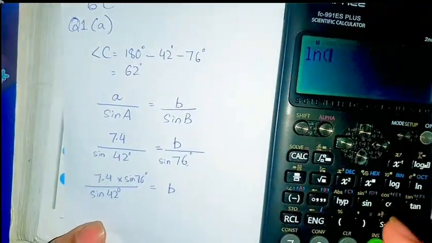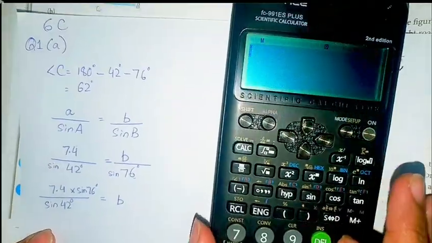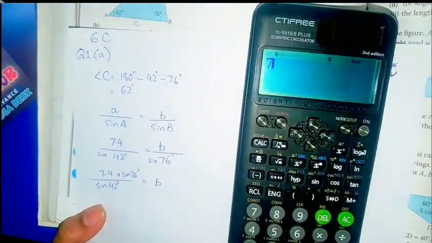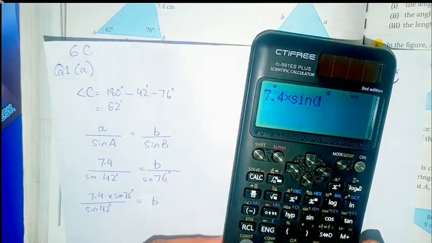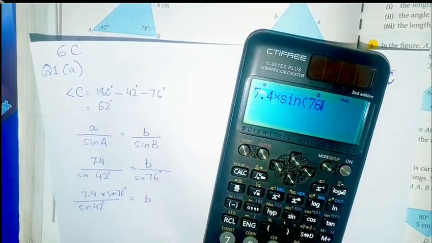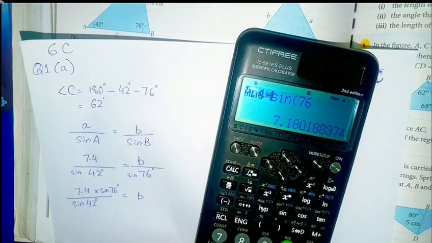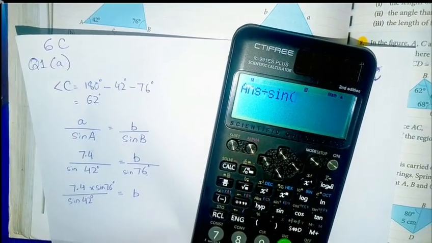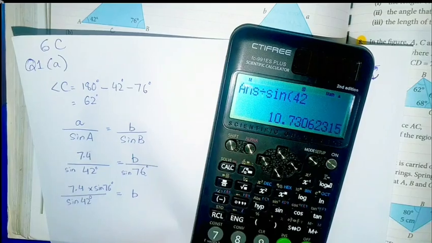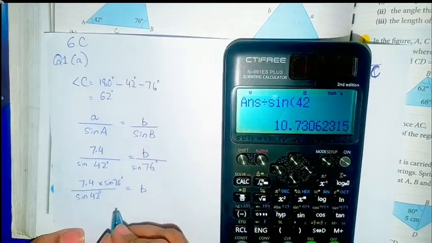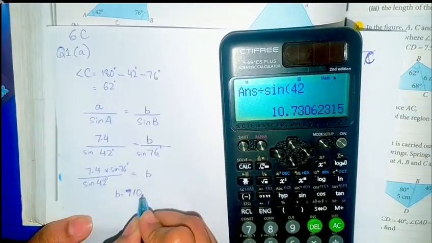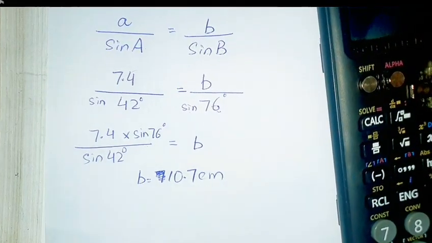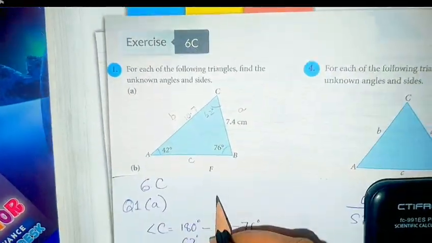Now use your calculator and find the value of b. How can we do it? Write 7.4 times sine 76, then divide by sine 42 degrees, so this is equal to 10.7. So b is equal to 10.7, so we have found b as well. I'm writing 10.7 centimeters. Now what do we have to find out?